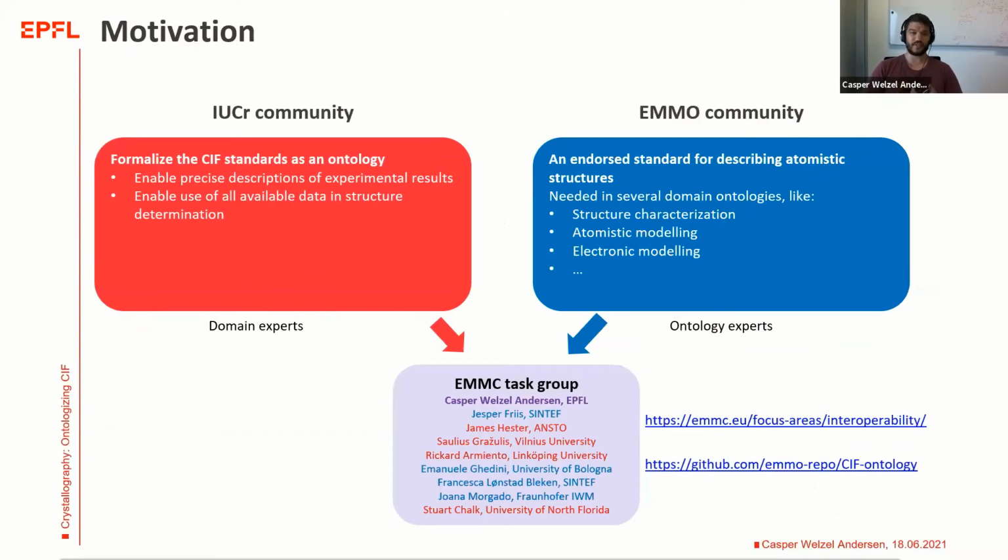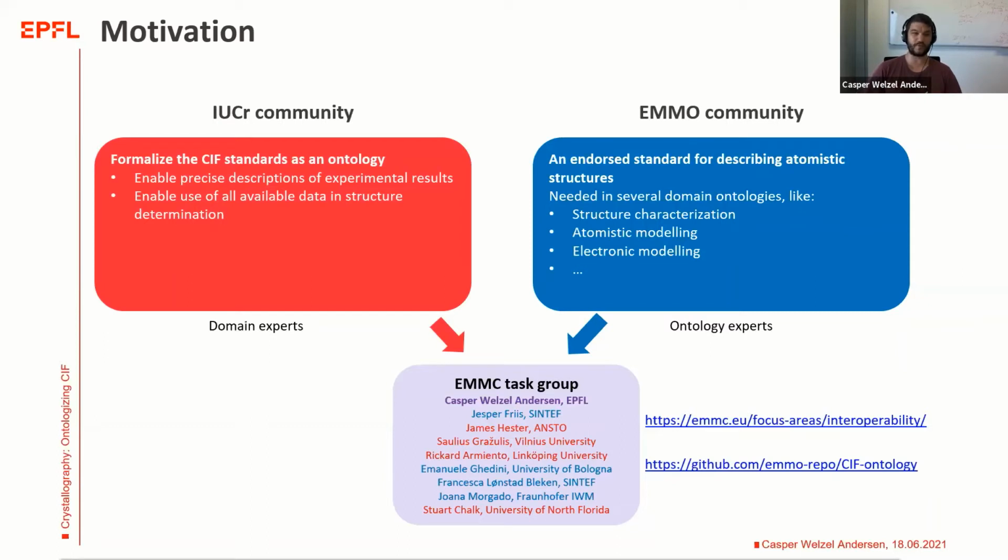And so what we've done in this task group is to combine the people from the domain, the experts there, and ontology experts. And since this is an EMMC task group, we are drawing all of our ontology experts from the EMMO community, which is the European Materials Modelling Ontology. Now, for the IUCr community, what they want is, of course, to have more interoperability between the concepts of the CIF file and the crystallographic concepts that are within. And on the EMMO community side, there is a desire to develop domain ontologies for structure characterization, atomistic modeling, and so on.